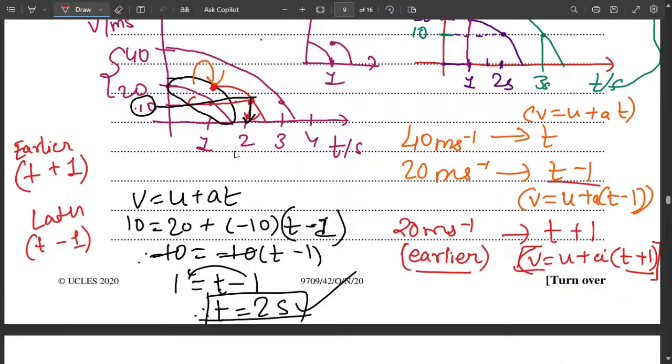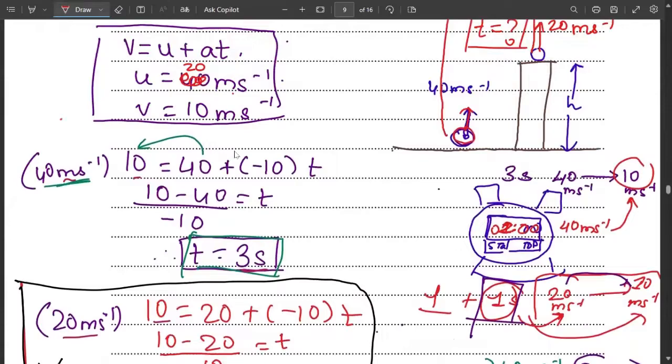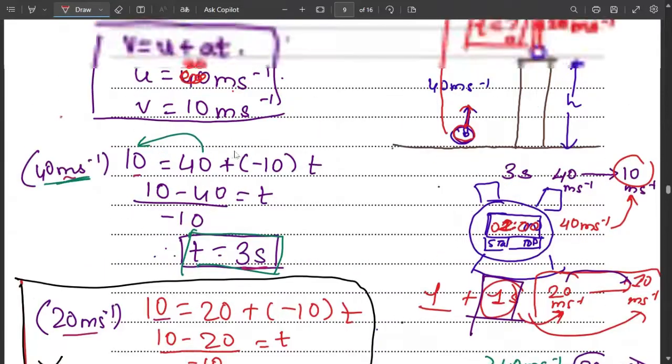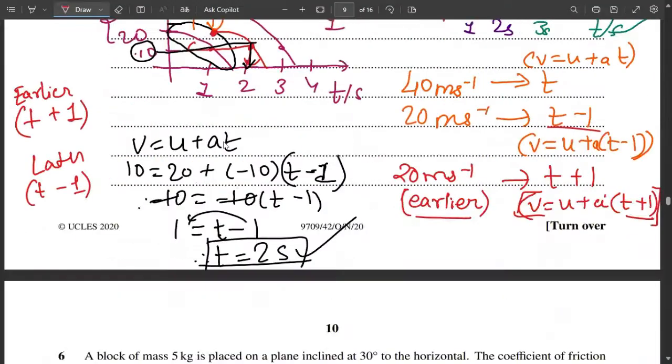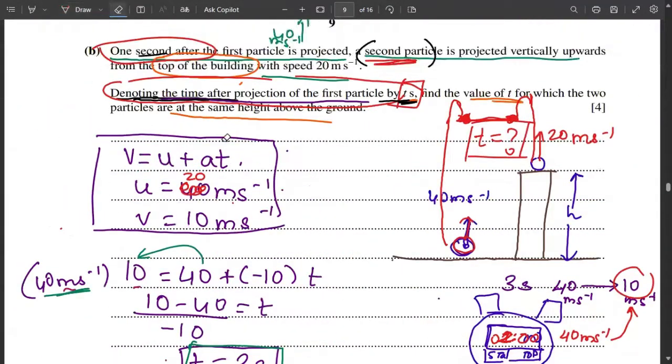I took a lot of time explaining this to you because this is one of the most tricky things. Students often make silly errors. But once you practice 3-4 questions like this and you get a hold of it, it will be a piece of cake for you. So let me erase everything and let us go back to the question.